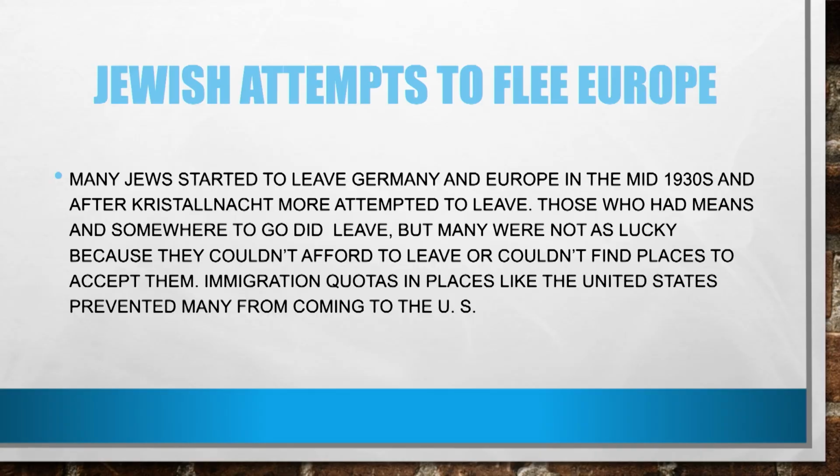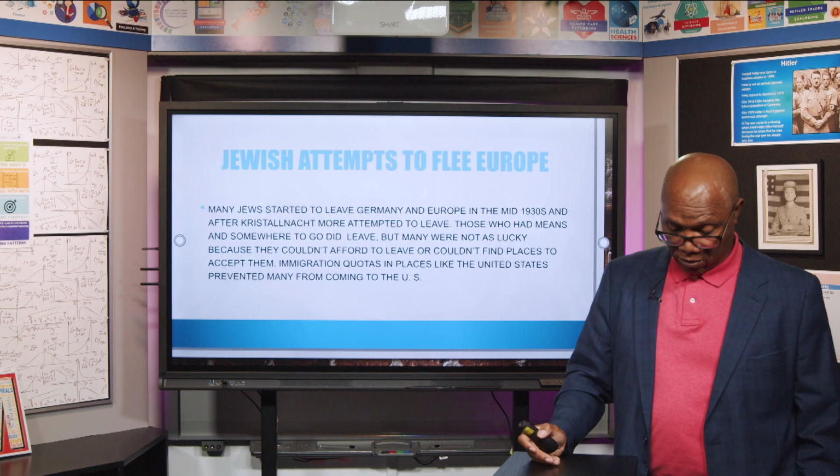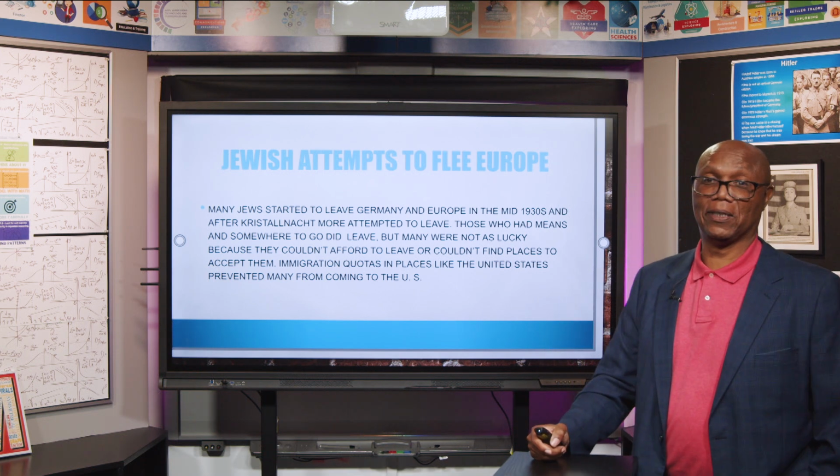Jewish attempts to flee Europe. Now, one of the questions that a lot of people ask is, well, why didn't the Jews leave? Well, a lot of them did attempt to leave. They tried to leave Germany and go to different places. They even tried to come to the United States of America. But nations like the United States, in some cases, had quotas, and we wouldn't allow the German Jews to come in.